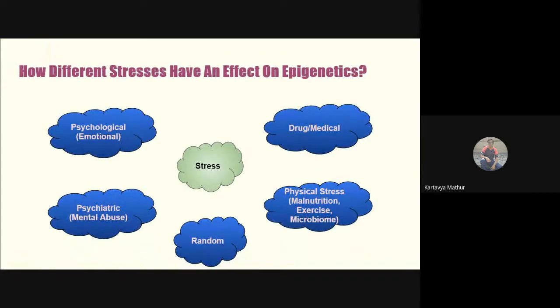Now we'll be focusing on certain types of stresses. There are majorly four types of stresses: psychological or psychiatric, which develop due to early childhood mental abuse, or there could be induced stresses, or there could be physical stresses which may come due to certain kinds of trauma, malnutrition, hyper exercise, or due to certain types of infections. And in some cases, it may also be random.